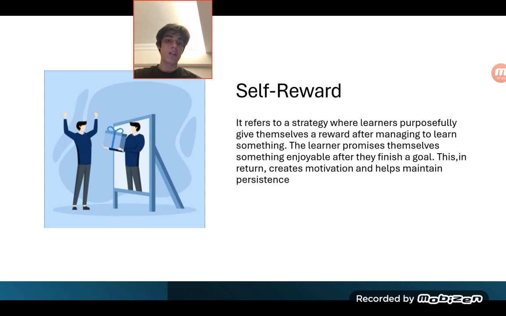Self-reward refers to a strategy where learners purposefully give themselves a reward after managing to learn something. The learner promises themselves something enjoyable after they finish a goal. This, in return, creates motivation and helps maintain persistence. Examples might be: after completing this exercise, I will treat myself to a coffee, or if I study one hour without distractions, then I'll watch an episode of my favorite show.